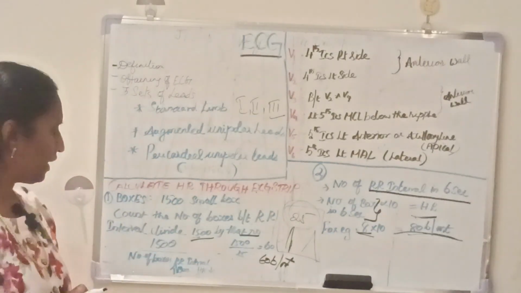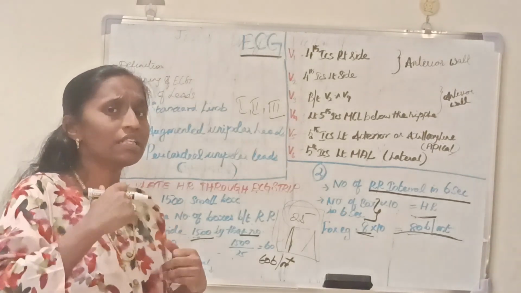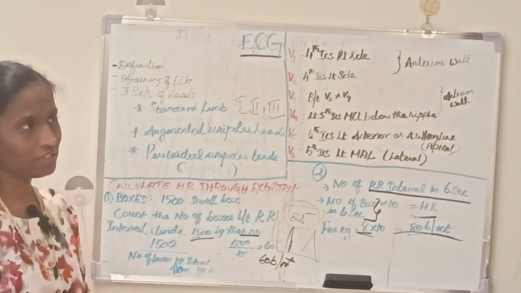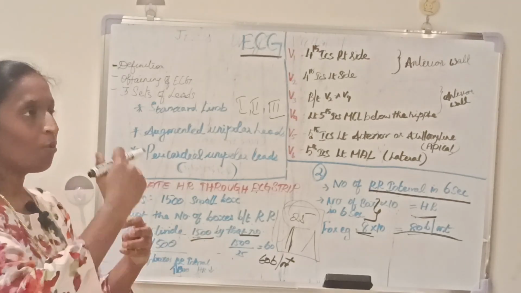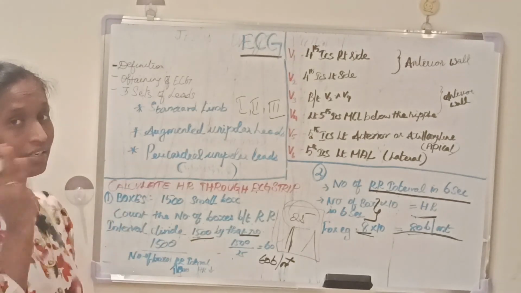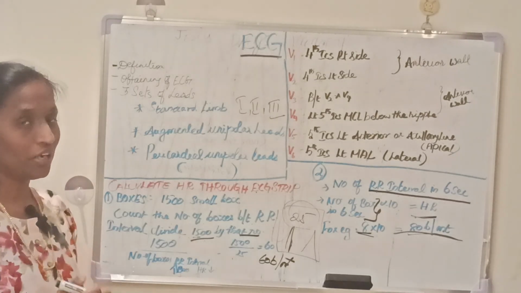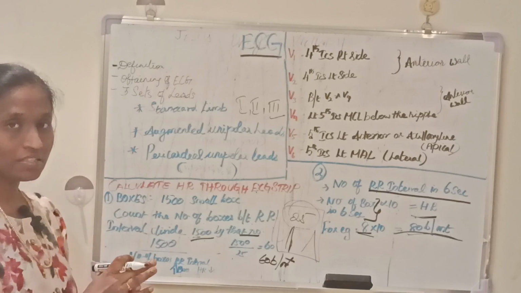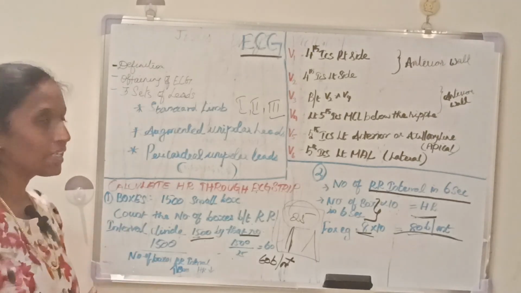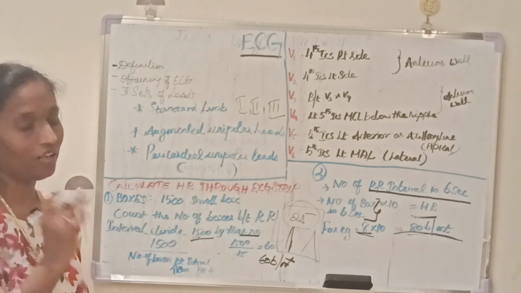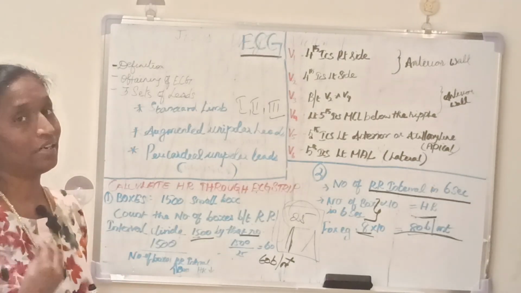Only a small hint I can tell you: if the number of boxes increases, the heart rate decreases. If the number of boxes decreases, the heart rate increases. This is the way we can easily remember the heart rate of a person.